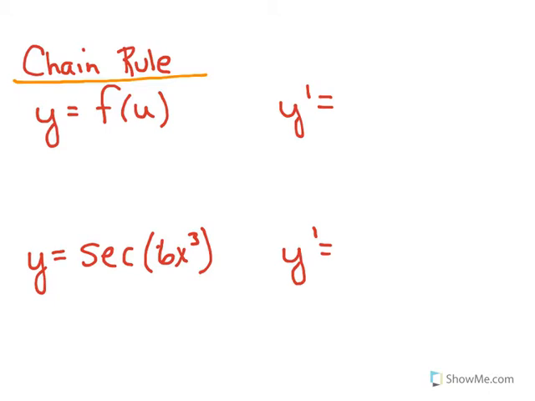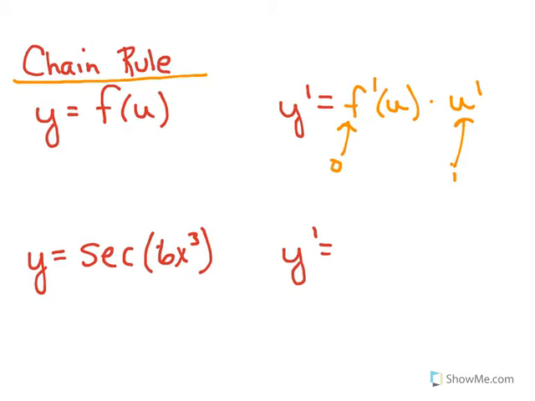The derivative of f of u is f prime of u times u prime, which is the derivative of the outside, times the derivative of the inside. Remember, when we take the derivative of the outside, we don't touch the inside function.